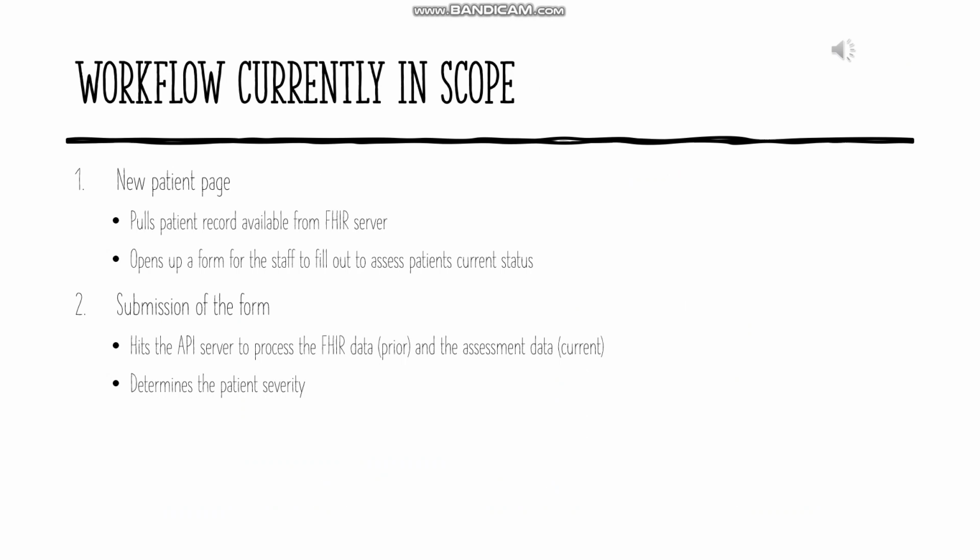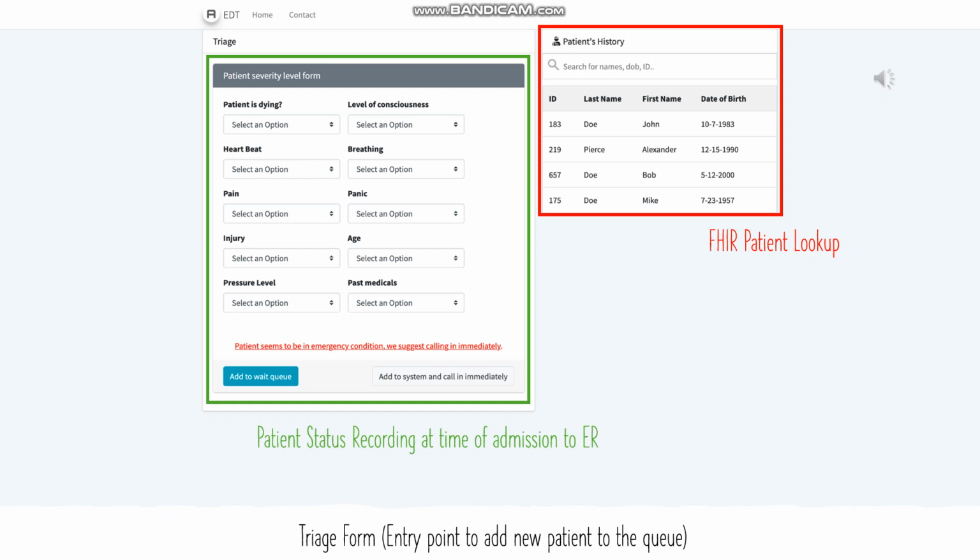This slide shows a workflow currently in scope. For the first task, it's about the new patient page. We want to pull patient record available from file server and open up a form for the staff to fill out to assess patient current status. For the second task, the submission of the form, we want to hit the API server to process the file data prior and assessment data, and we want to determine the patient's severity level. The other task ongoing is a chat from the entry point to add new patient to the queue.